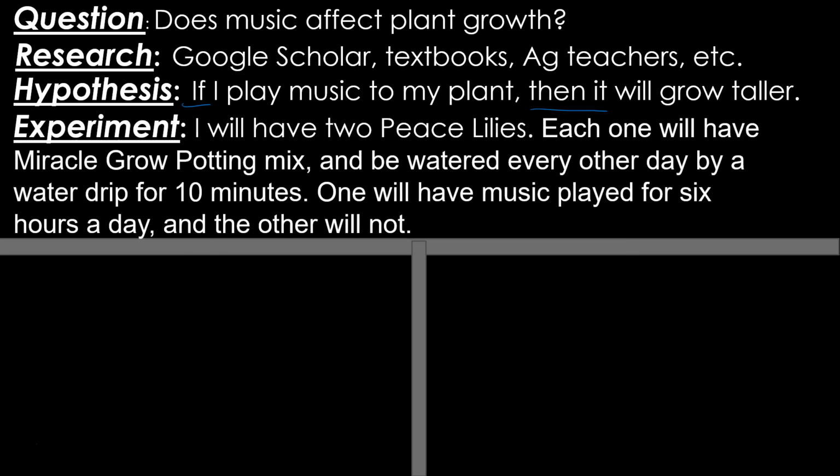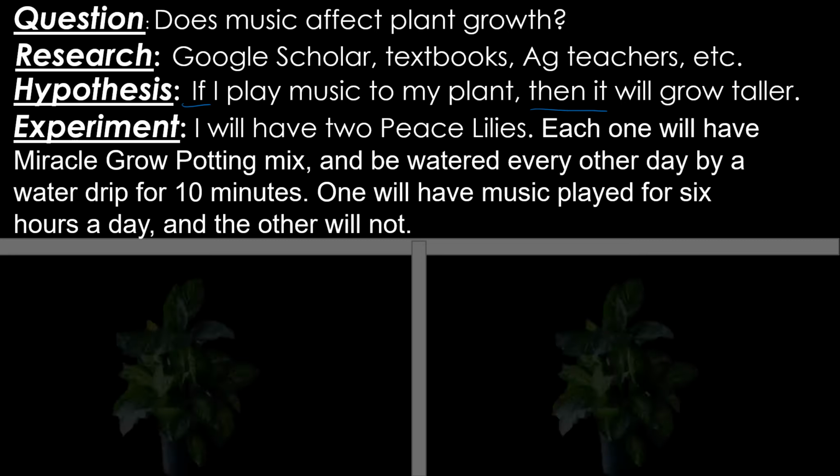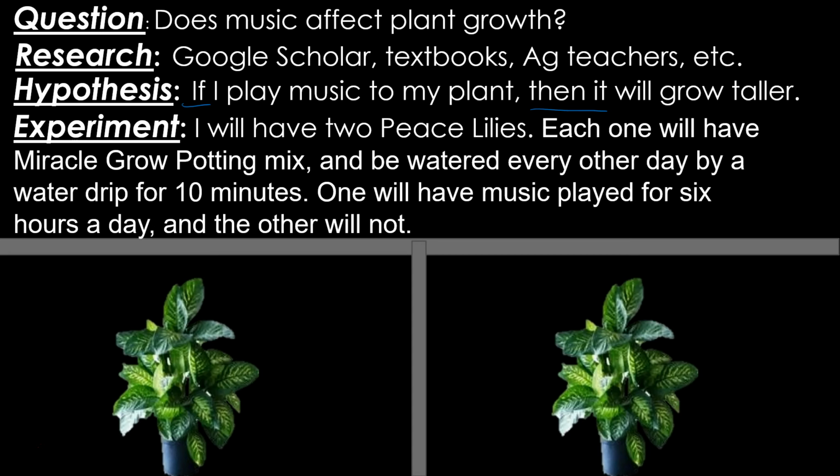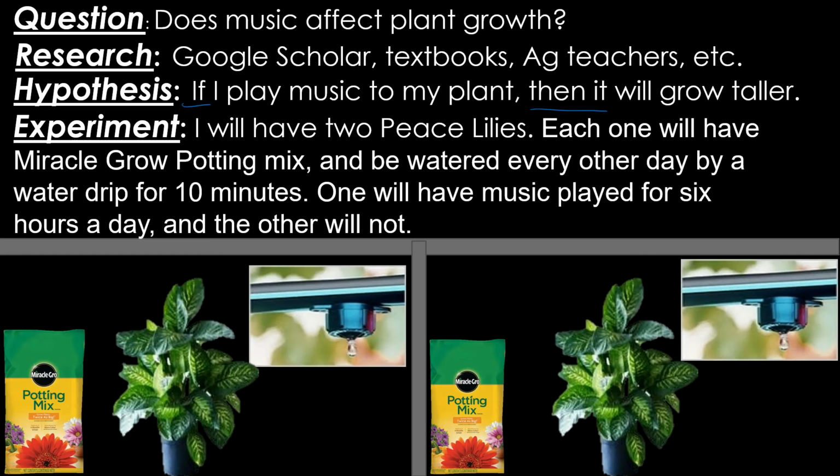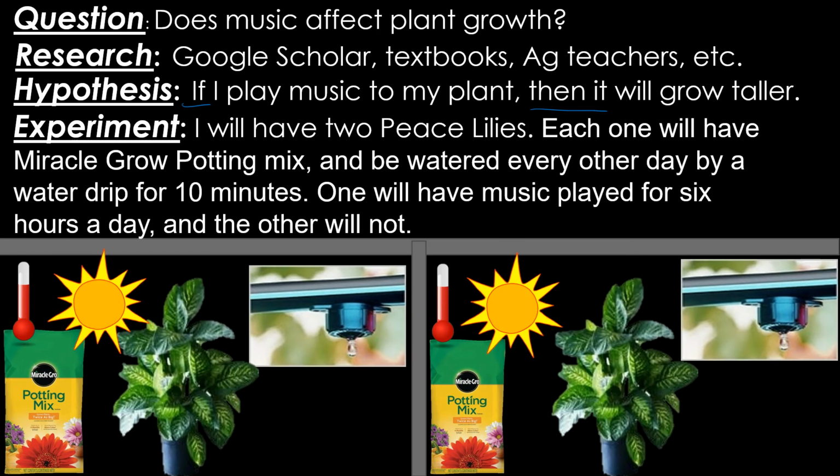Here's my experiment. I will have 2 peace lilies. Each one will have Miracle-Gro potting mix and will be watered every other day by a water drip for 10 minutes. One will have music played for 6 hours a day and the other will not. So if I compare these 2 different groups, they're both going to use the exact same plants, same age, same type of plants, same potting soil, same water, same amount of water. They're even going to be the same temperature, have the same amount of sunlight, except one will get music. That's the only difference, okay?